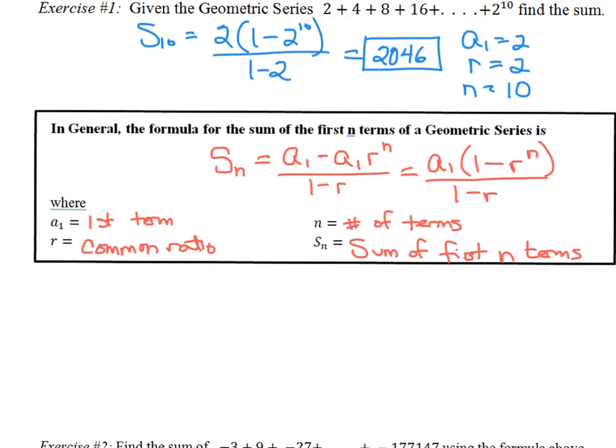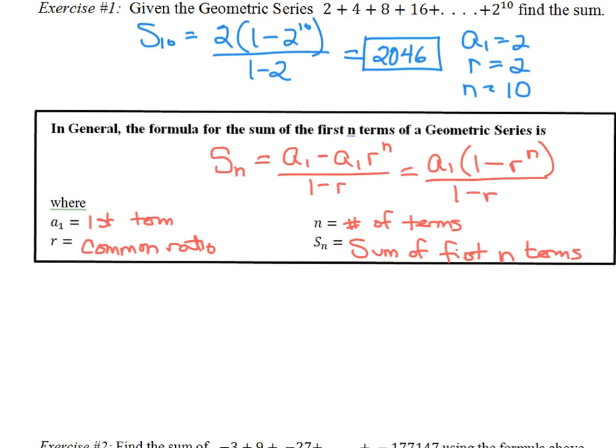This is not a formula that you're going to need to memorize. You just have to know how to use it, because on your Regents exam it will be on our formula sheet. Now if I look carefully at this, in the numerator I see that I've got an A1 that's common to both of the terms in the numerator.